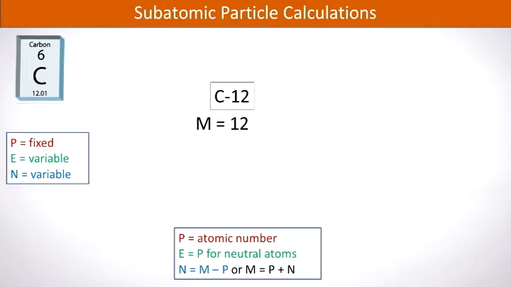So we have carbon 12 with a mass number of 12, and if we take a look at its atomic number, we'll note that it is 6. Therefore, the number of protons equals 6. Since this is a neutral atom, the number of electrons equals 6 also. The neutrons are easily calculated by subtracting the mass number of 12, which was given, minus 6, which is the number of protons, to equal 6.